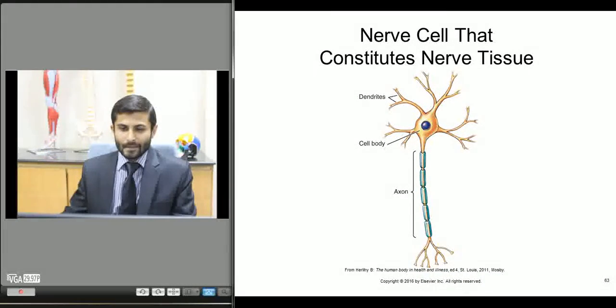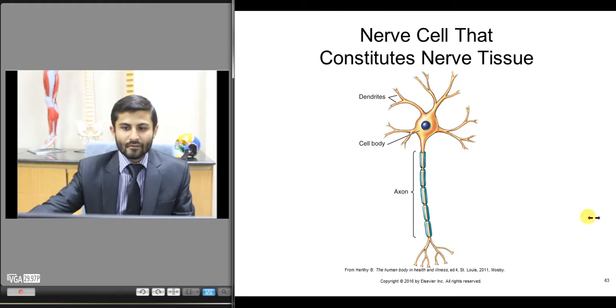Now this is a pseudo unipolar neuron, which we are looking at. Basically, we are looking at the axon over here. We are also looking at the dendrites, the cell body having the nucleus, and this blue sheath is the myelin sheath, and these are the terminal tubules or buttons.